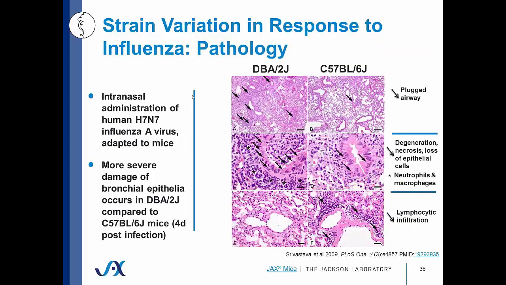These authors also looked at lung pathology, and they saw more severe damage of the bronchial epithelia in DBA2J mice as compared to black 6 mice. And we can see more plugged airways, as well as more tissue necrosis, neutrophil and macrophage infiltration in the DBA2J lungs, whereas in the C57 black 6J mice, we see much more lymphocyte infiltration. And so this is all very important for looking at differences in host immune response to infection.